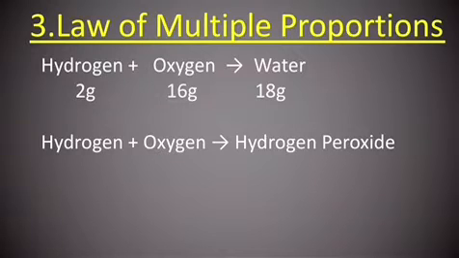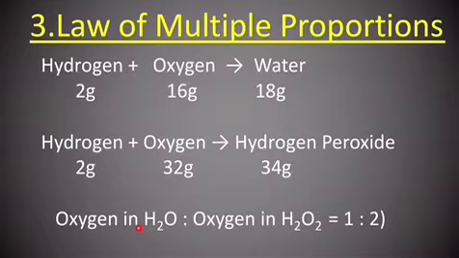In the next example, the same two elements, hydrogen and oxygen, also combine and form hydrogen peroxide. But in this example, hydrogen is also 2 gram, but the oxygen that reacts with the fixed mass of hydrogen, that is 2 gram, is 32 gram. It forms 34 gram hydrogen peroxide. So the ratio of oxygen in water and hydrogen peroxide is 1:2. It is always a small whole number.